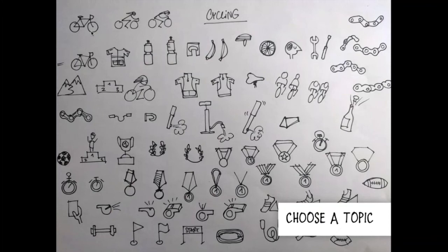You can choose a particular topic and think about all the objects around this topic. So this is a sheet that I did around cycling, thinking about what are all the objects around cycling, like bicycles and races and air pumps and all these kinds of things. That's a good way of going through a topic.